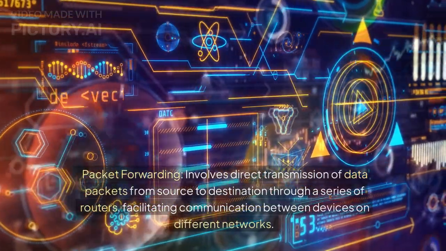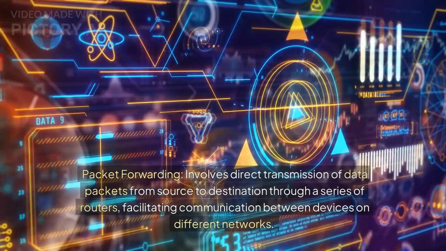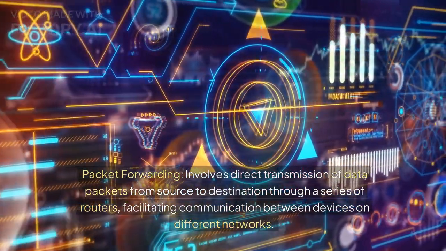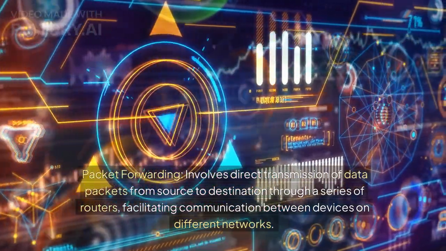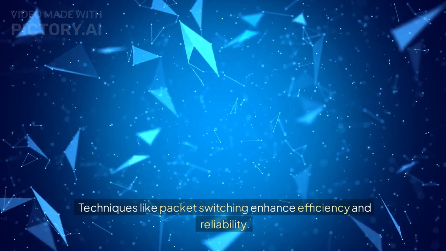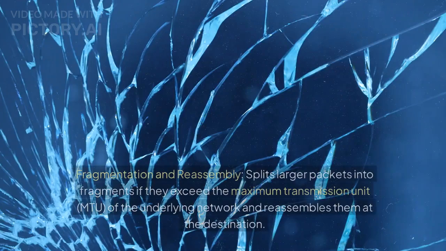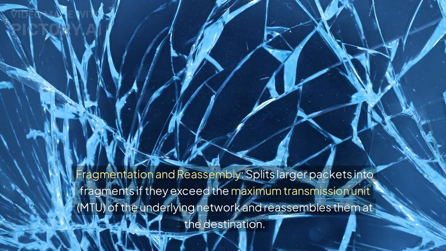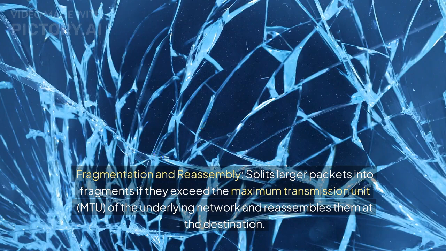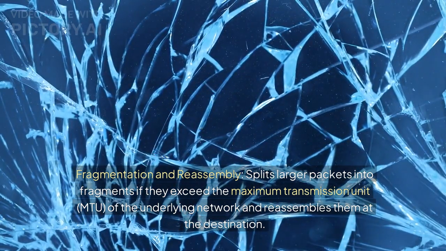Packet forwarding involves direct transmission of data packets from source to destination through a series of routers, facilitating communication between devices on different networks. Techniques like packet switching enhance efficiency and reliability. Fragmentation and reassembly splits larger packets into fragments if they exceed the maximum transmission unit (MTU) of the underlying network and reassembles them at the destination.